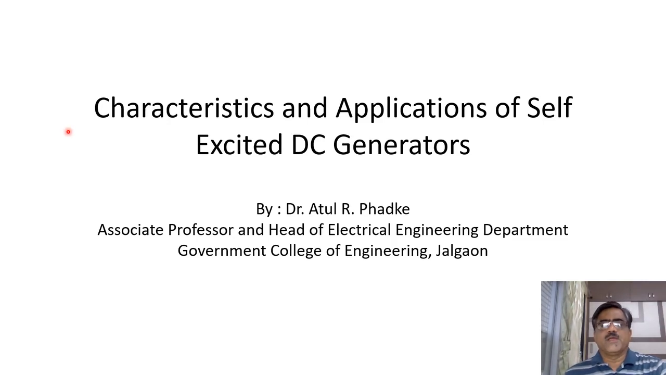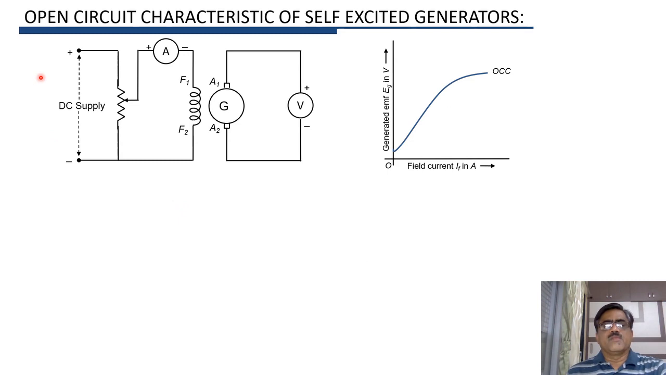Let us now study characteristics and applications of self-excited DC generators. In our last video, we have seen that there are three types of generator characteristics: open circuit characteristic, internal or total characteristic, and external characteristic. Let us first of all see the open circuit characteristic of self-excited generators.